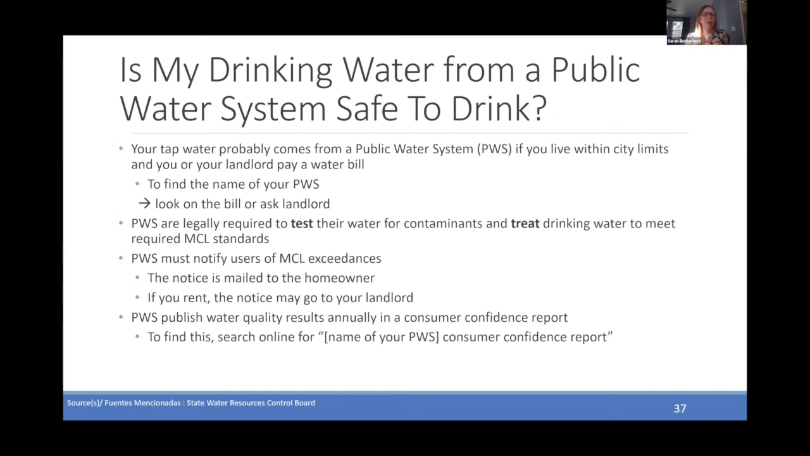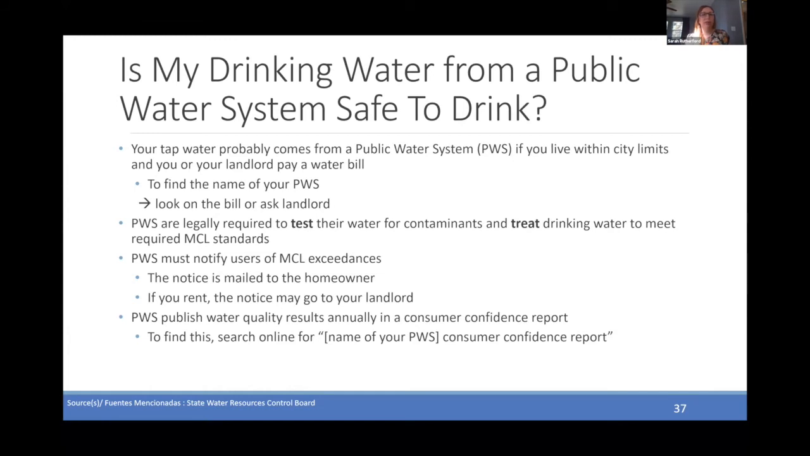Is my drinking water from a public water system safe to drink? So how do you know if your water is coming to you from a public water system? If you live within city limits or your landlord pays a water bill, you are connected to a public water system. To find the name of your public water system, you can look on your water bill or you can ask your landlord or landowner.